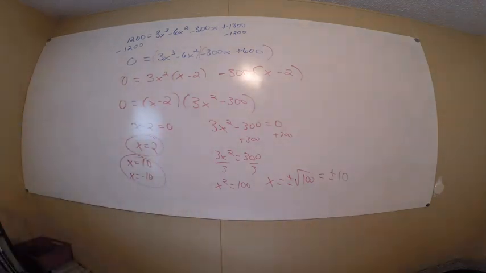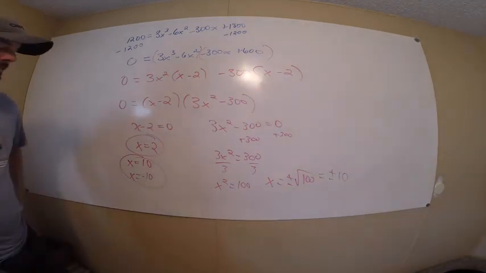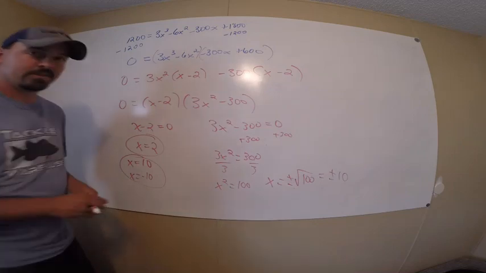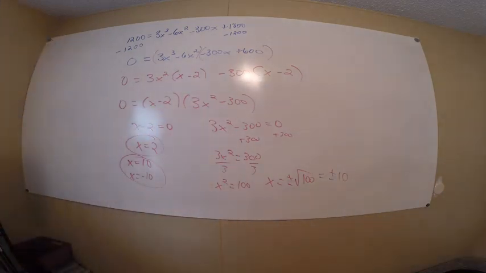Now, this question says, or what we're looking for in this question is the number of units produced in order to give a total cost of that amount, right? Obviously, we can't produce a negative number of units.